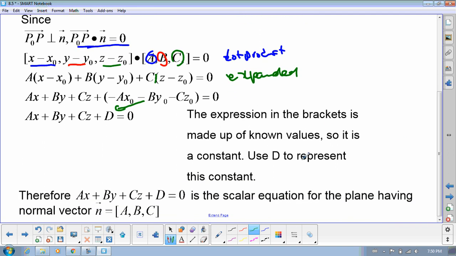So based on that, the normal that has the values A, B, and C, those are the coefficients that go with the X, Y, and the Z. So our goal is going to be, how am I going to be able to figure out what that normal is? So let's look at some examples.